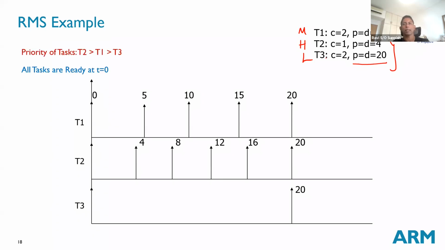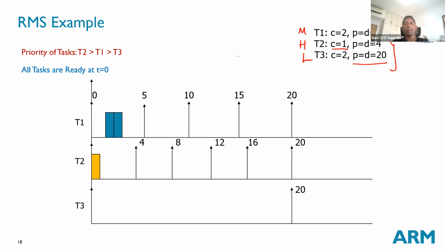So at time t equals 0, all the tasks are ready. Since T2 has the highest priority, T2 will take the CPU first. But T2 only has a computation time of 1 unit. So once it is done, it will free up the CPU until the next iteration, which is at a period of 4 units. So during that time, the CPU is free.